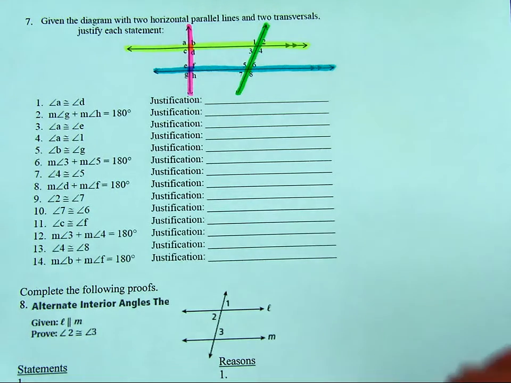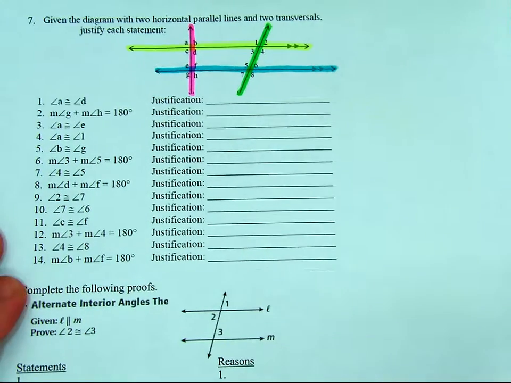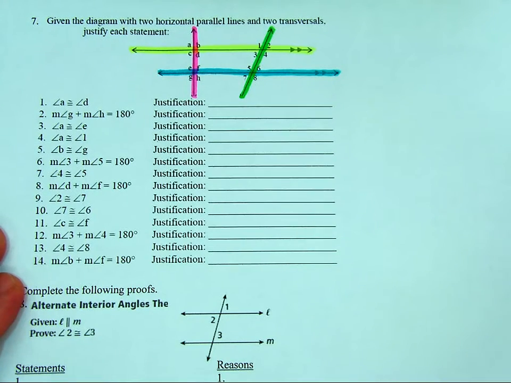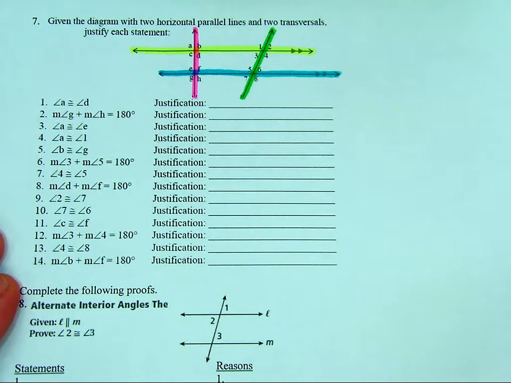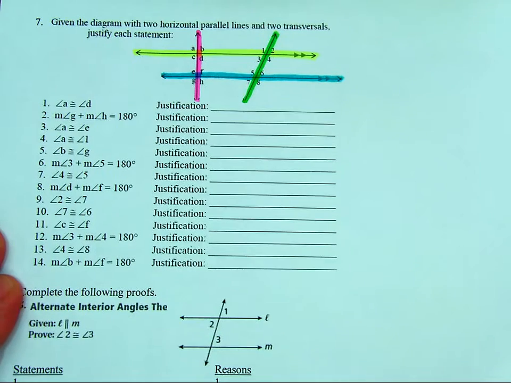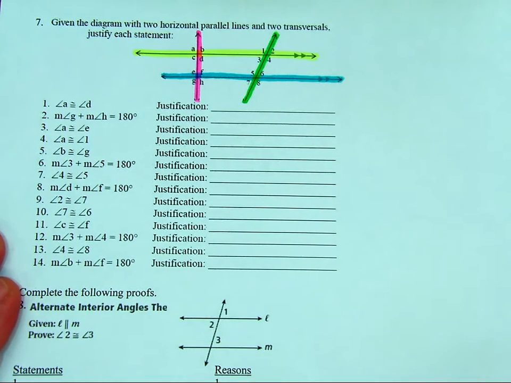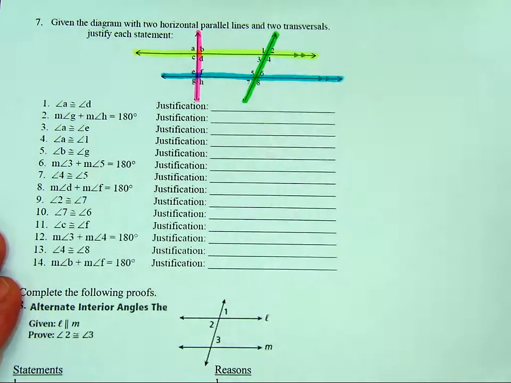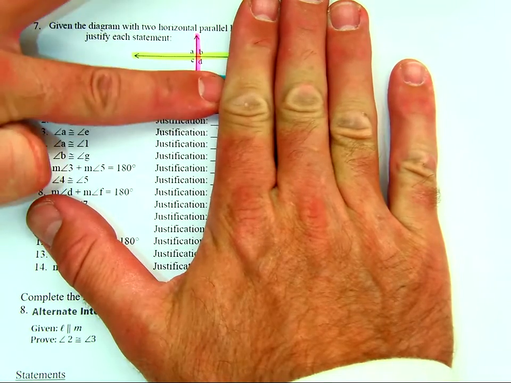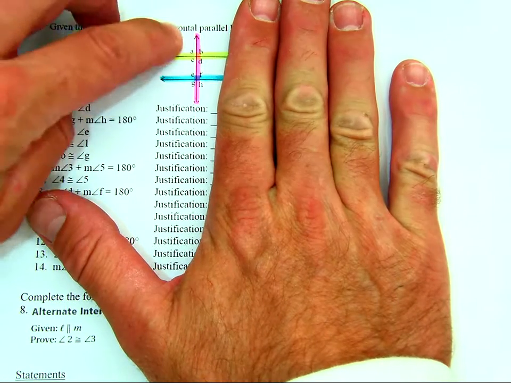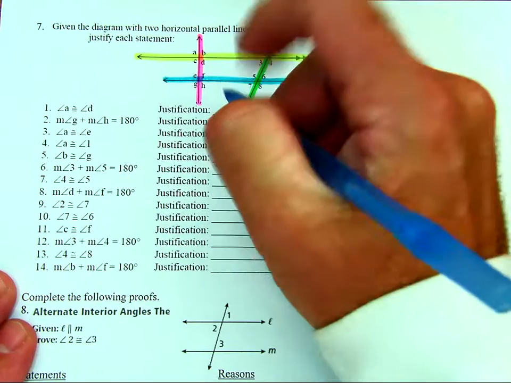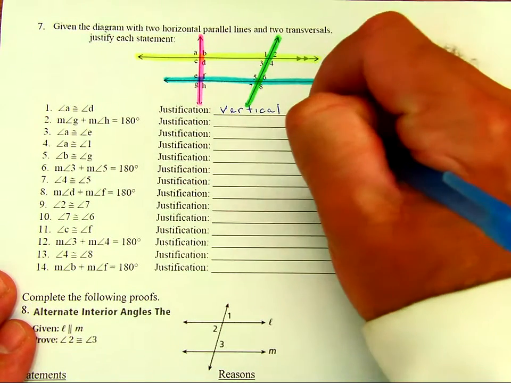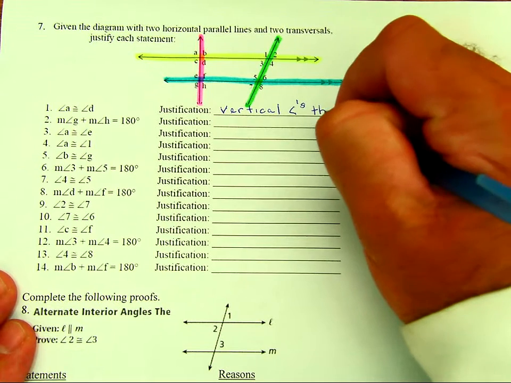This is problem 7 on the test review. Okay, it says, given the diagram with 2 horizontal parallel lines and 2 transversals, justify each statement. So I highlighted the lines just to make everything seem clear. It says angle A is congruent to angle D. So if you're looking just at the yellow and pink lines, angle A and D are vertical angles. So the vertical angles theorem tells us that vertical angles are always congruent.